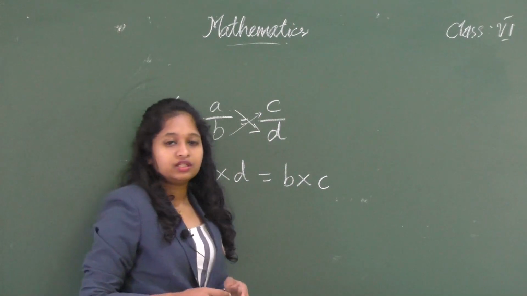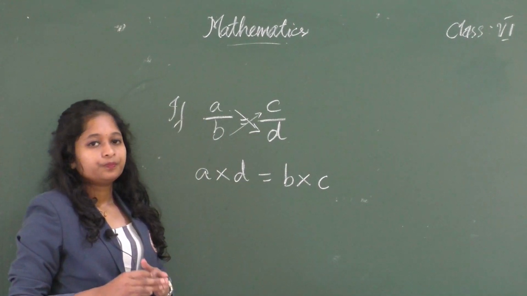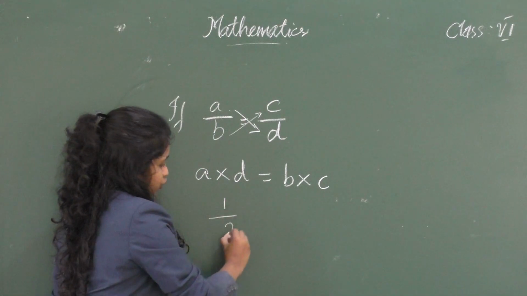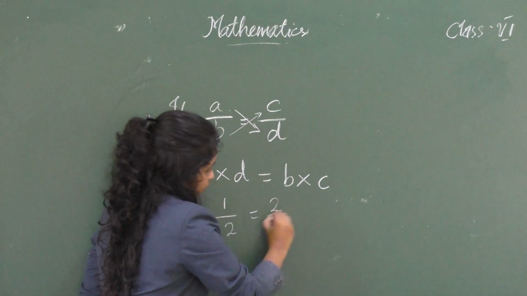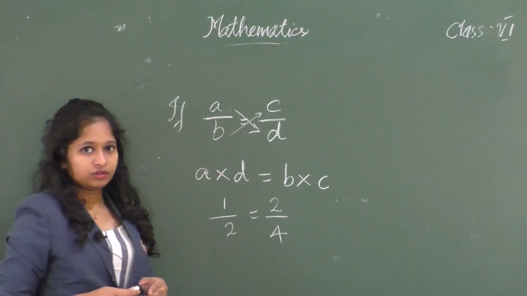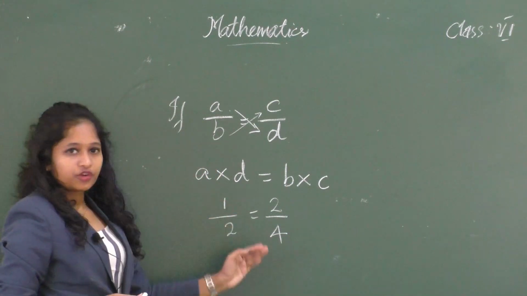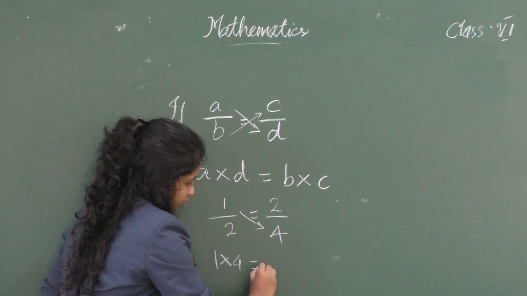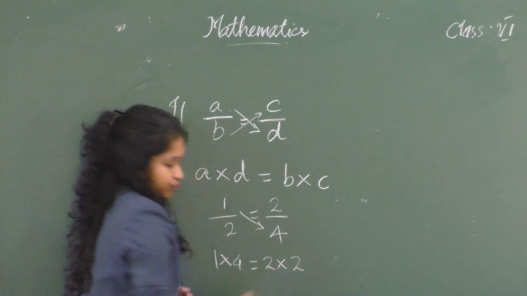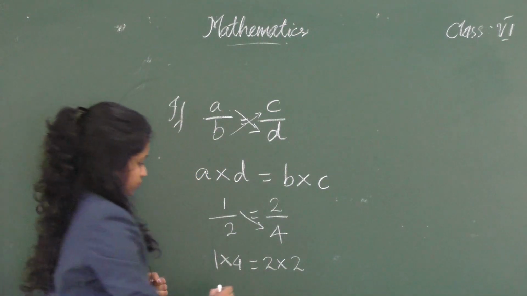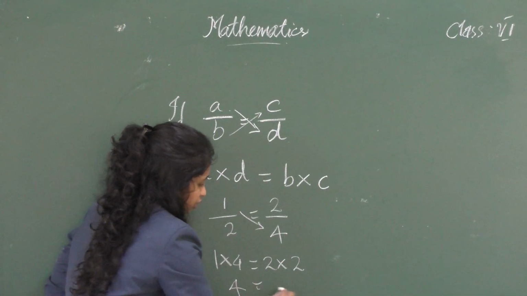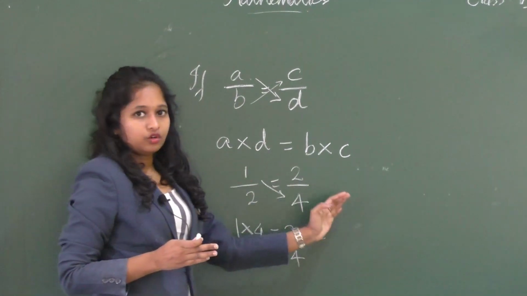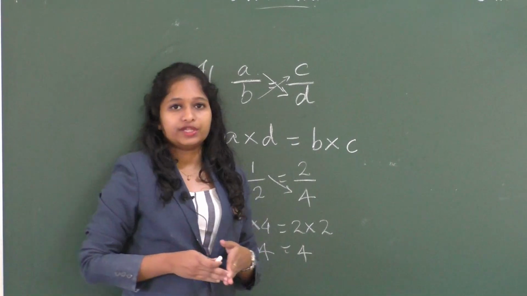For example, let us check two equivalent fractions, 1 by 2 and 2 by 4. Cross multiply. 1 into 4 is equal to 2 into 2, isn't it? We get 4 equal to 4. Therefore, we can conclude that both of these fractions are equivalent.